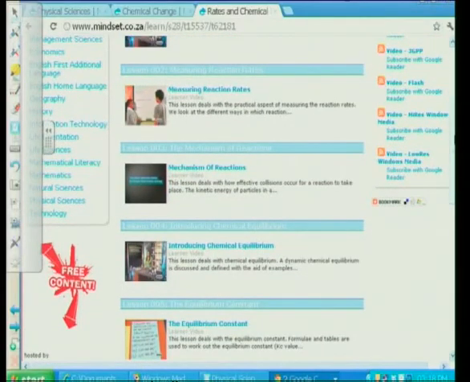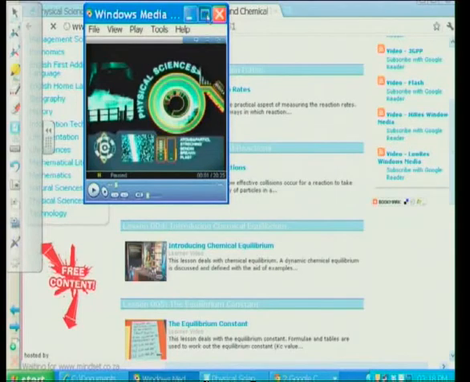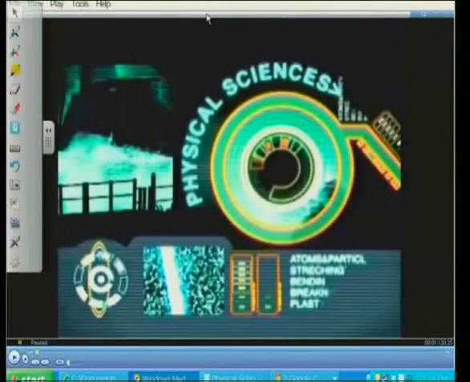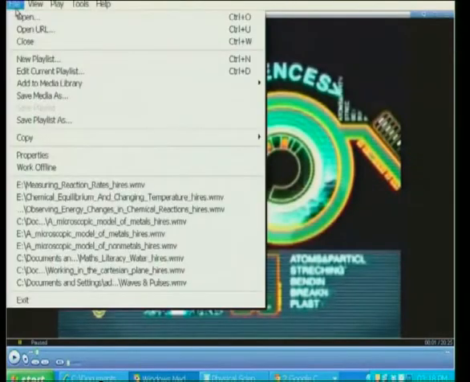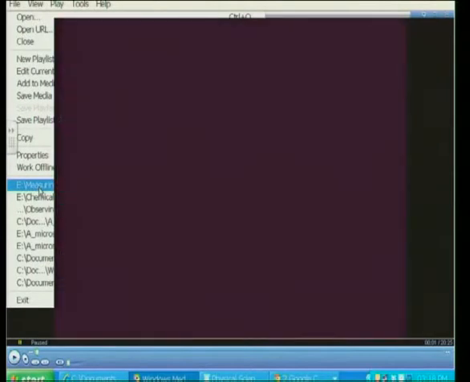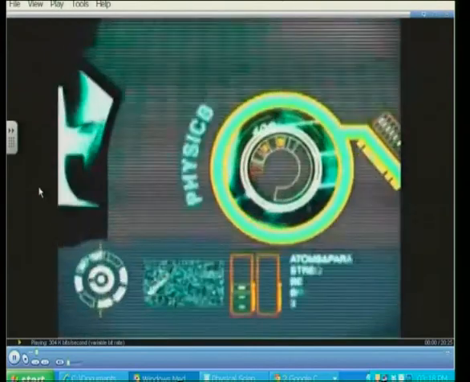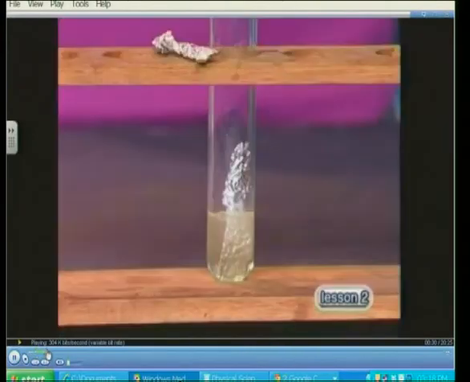Now, the particular one that I'm interested in is this one, measuring rates of reaction. I've already downloaded that video, so I'm not going to wait for it to download, but I'm going to go straight to the video and make sure that I've got it here on the board. Let's check that we've got the correct one. We're looking at measuring rates, that's correct. And we're going to just open it up and play a sequence of it.